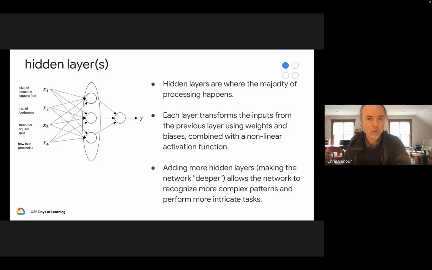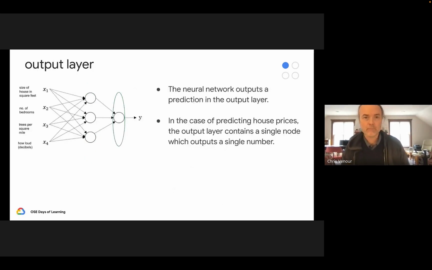Hidden layers are where most of the data processing happens in a neural network. That's where a lot of the multiplications and additions that I mentioned earlier take place. And each hidden layer takes inputs from the previous layer. It transforms those inputs in a way that I'll explain later, but that's just addition and multiplication, really. And then it outputs a single value which gets passed onto the next layer.